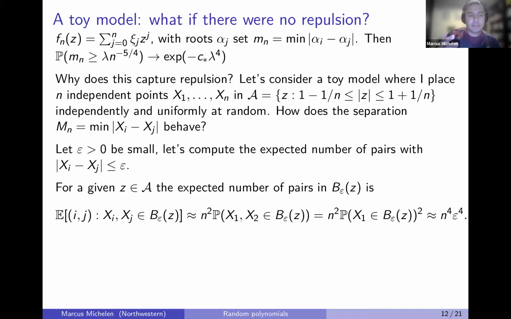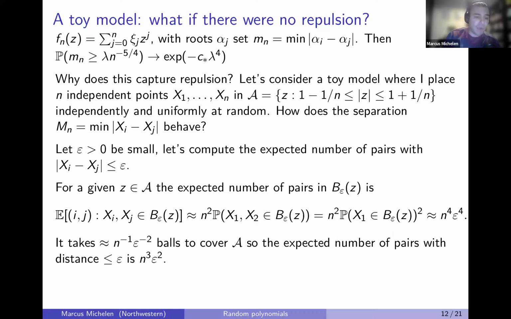Now, in order to understand the expected number total in the annulus, I need to understand how many of these balls it takes to cover the annulus. It takes around 1 over n epsilon to the negative 2 balls to cover it. That's just, again, considering only the area of the annulus and the area of the ball. So the expected number of pairs with distance less than epsilon is n cubed epsilon squared.